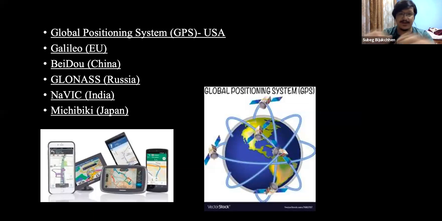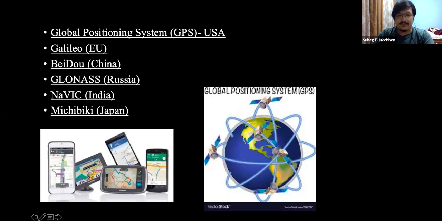Okay, so if you have a new smartphone, possibly if you download the GPS app there, you can choose which of the global positioning systems, or what we call navigation systems, you want to use. Do you want to use Galileo as well as GPS? Or if you buy a Chinese phone, you can use BeiDou, or you can use GLONASS, the Russian, or NavIC and Michibiki also. Okay. So what it does is that it tells you where you are on the Earth, very accurately. Okay. All right.